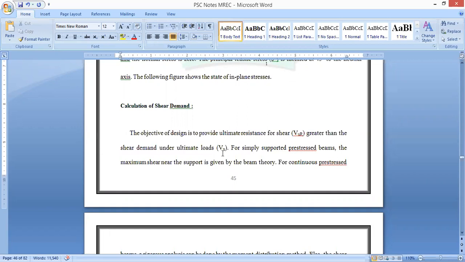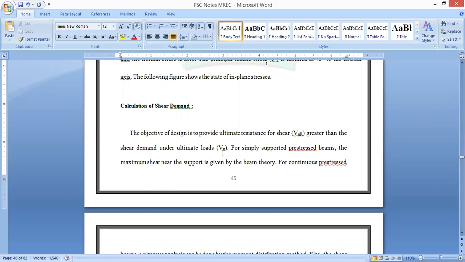Okay, so let us take a simply supported pre-stressed beam. The maximum shear near the support is given by the beam theory. You should all know this from designing RCC: in a simply supported beam subjected to load, there will be a maximum bending moment at the center and a maximum shear force at the support. So that is the reason why more stirrups with less spacing will be provided at supports.